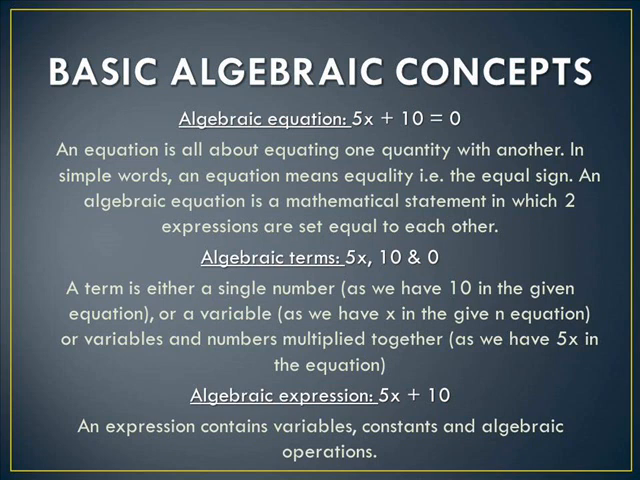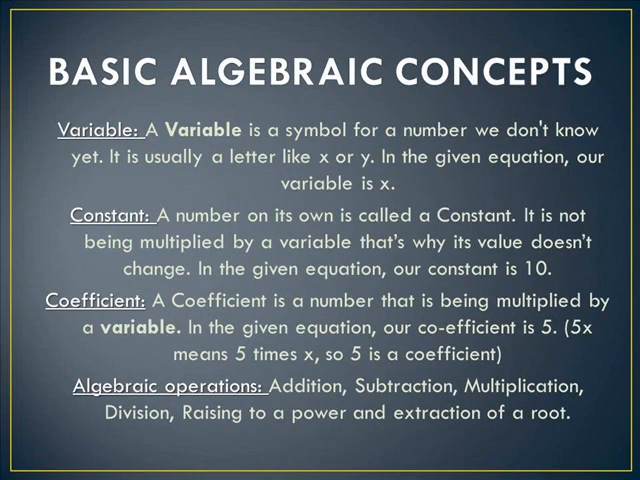While 5x plus 10 is equal to 0 is an algebraic equation, 5x plus 10 is called an algebraic expression. An expression contains variables, constants, and algebraic operations. Now let us discuss variables, constants, and algebraic operations. A variable is a symbol for a number we don't know yet. It is basically an unknown value. It is usually denoted by a letter like x or y. In the given equation, our variable is x.